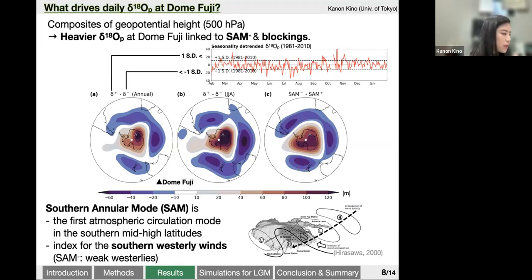So what is the SAM? SAM is the southern annular mode. It's the first atmospheric circulation mode in the southern mid-high latitudes, and it is an indicator for the southern westerly winds. Our further analysis showed that when the SAM is in the negative phase, southern westerly winds become weak, and the number of blocking events increased around Dome Fuji. And the blocking events enabled warm and humid air intrusion to Dome Fuji and resulted in high delta-weighted precipitation there.